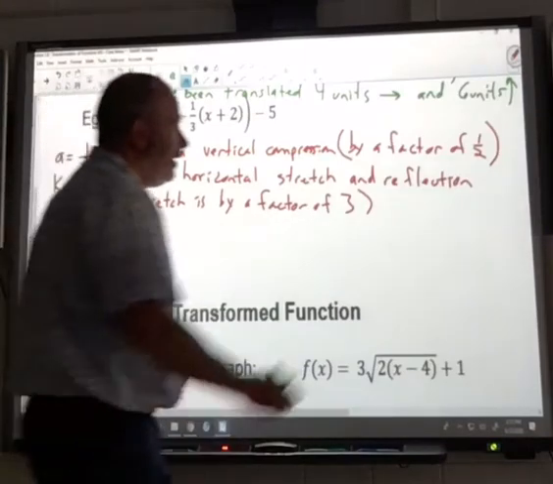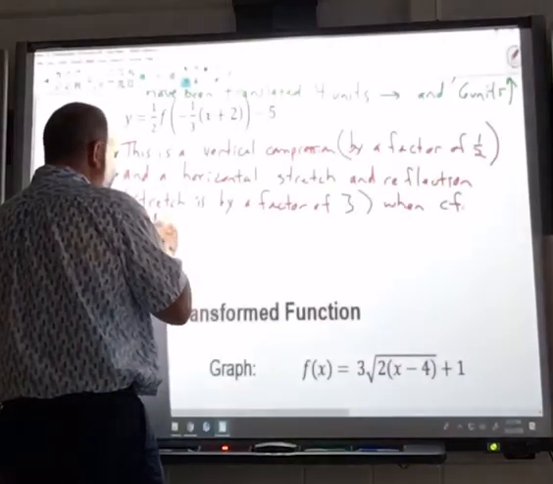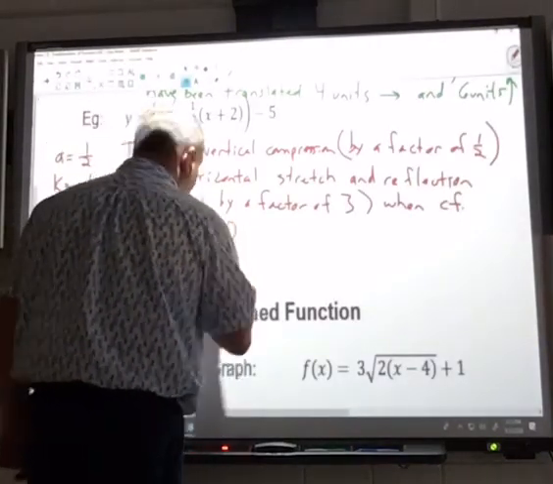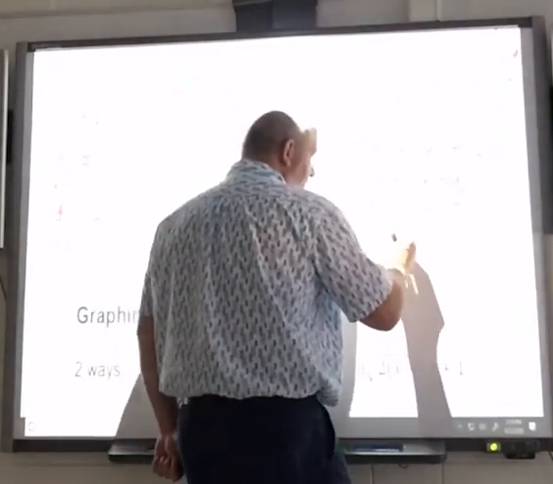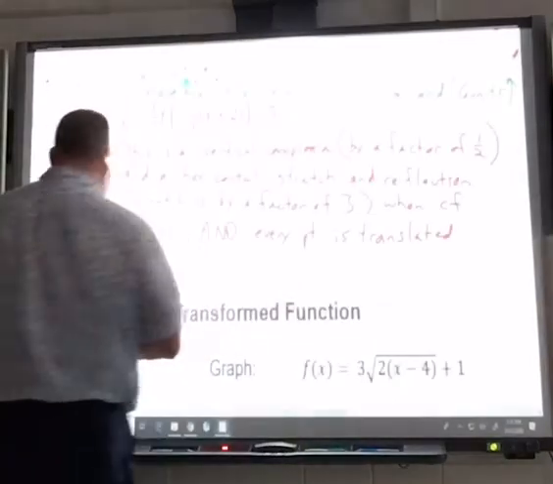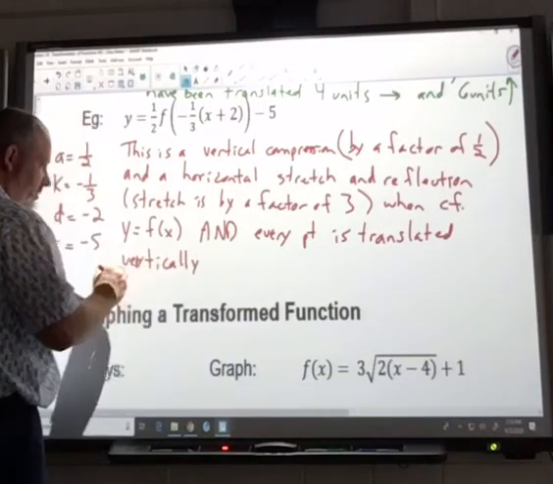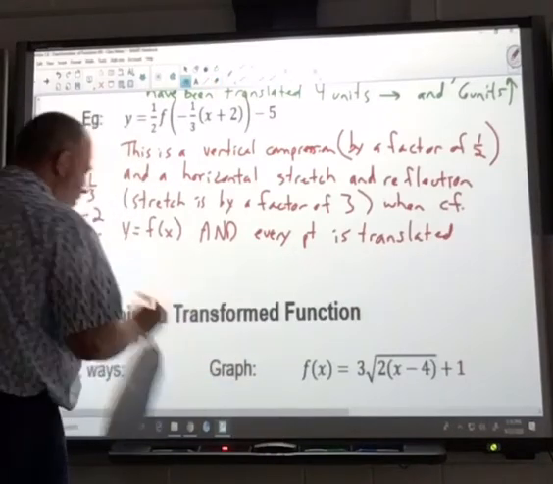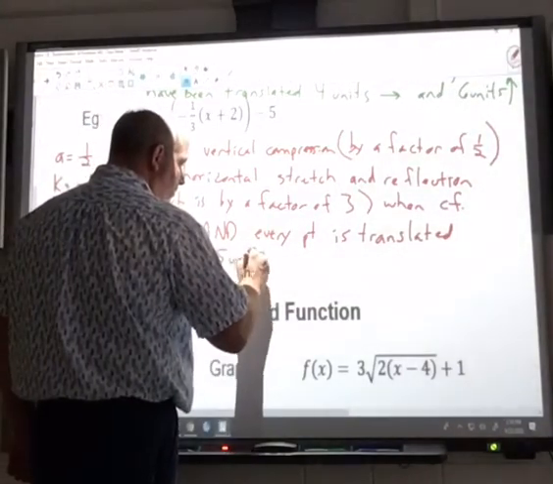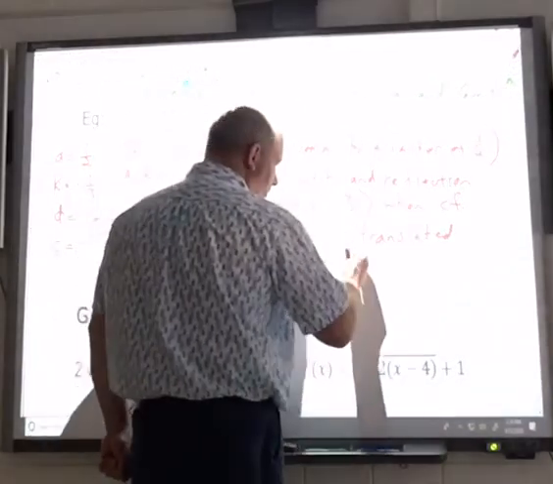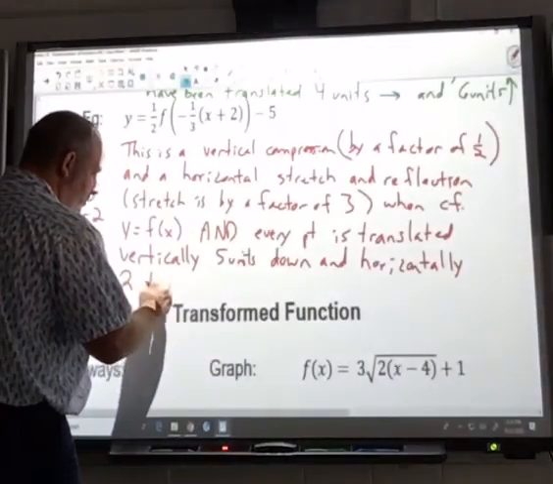When compared to y equals x squared, or y equals f of x, I should say, every point is translated vertically, that's up and down, 5 units down. And horizontally, 2 units to the left.